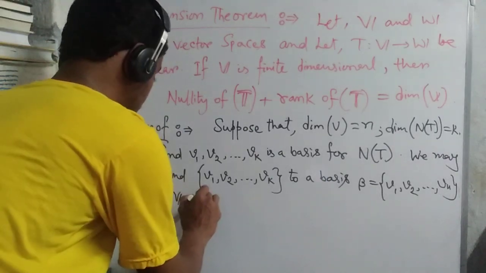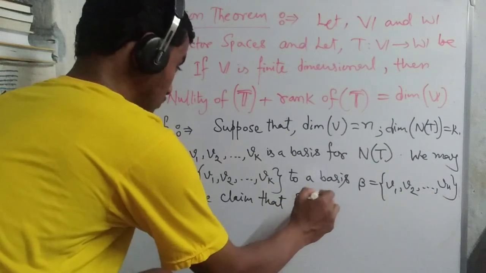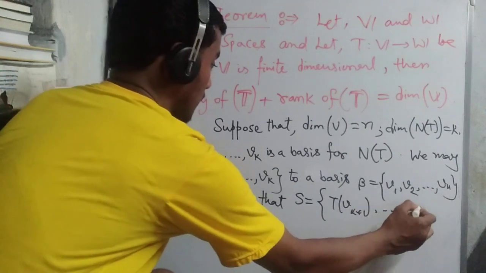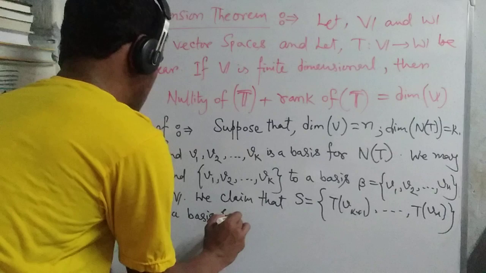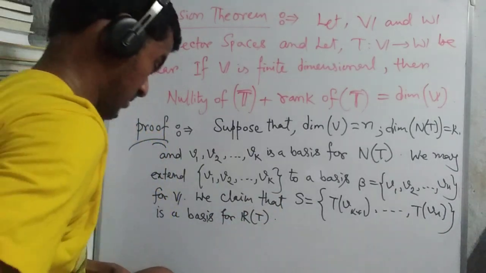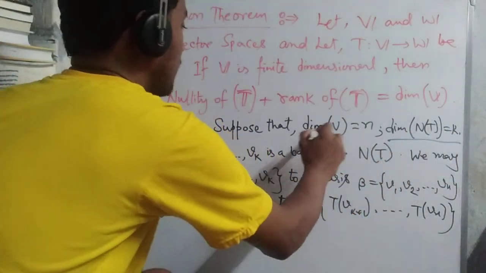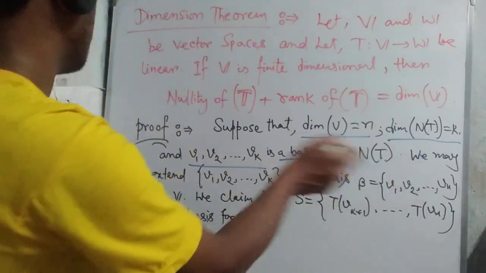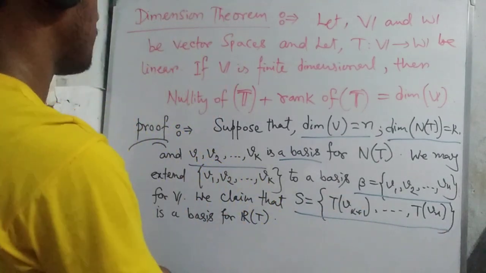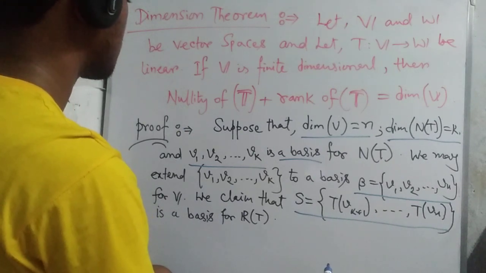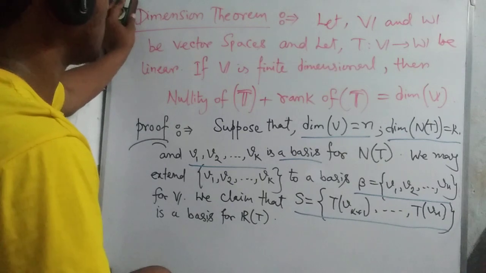Okay, now we claim that S equal to {T(v(k+1)), ..., T(vn)} is a basis for R(T). Understood? Then what we discuss? Dimension of N(T) equal to k, dimension of V equal to n, then v1, ..., vk is a basis for N(T), and we may extend this one to this beta. Then we claim that this remaining part, T of this one, is a basis for R(T). So we erase that portion and go on to further discussion of that.